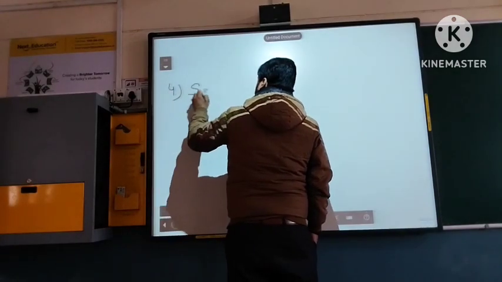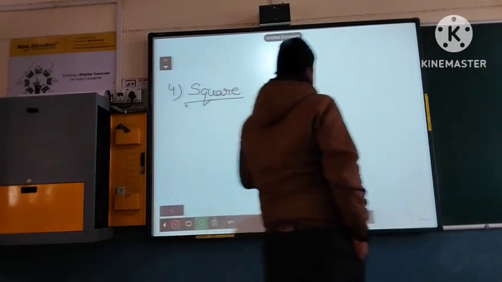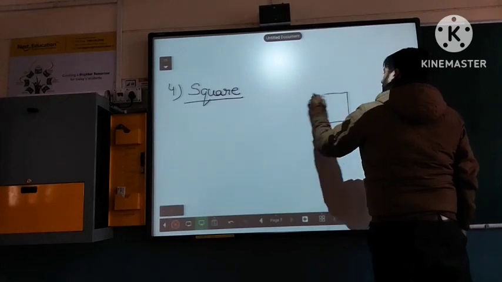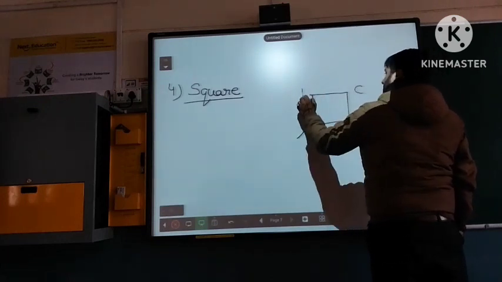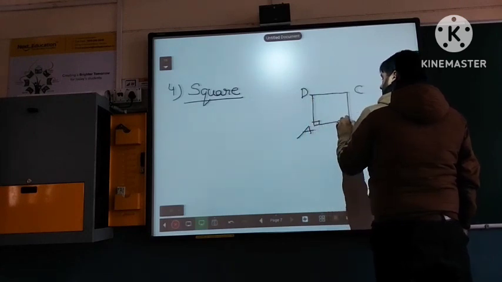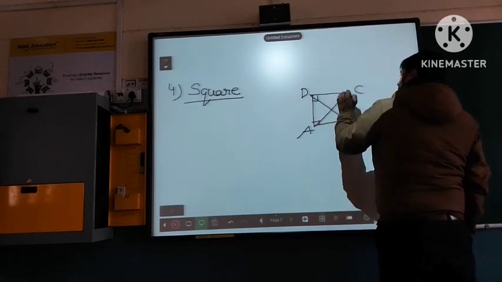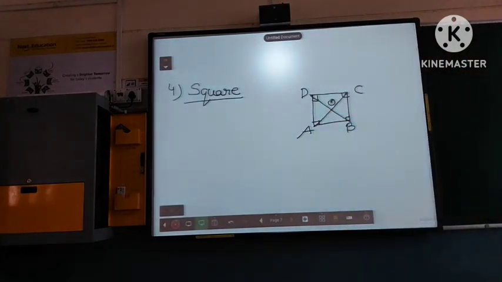The next, fourth one is square. What about a square? Let me draw a square first. A, B, C, D. Again, each interior angle is 90 degrees. I've shown this. Then I'm drawing diagonals AC and BD. The intersection point of the diagonals is O.